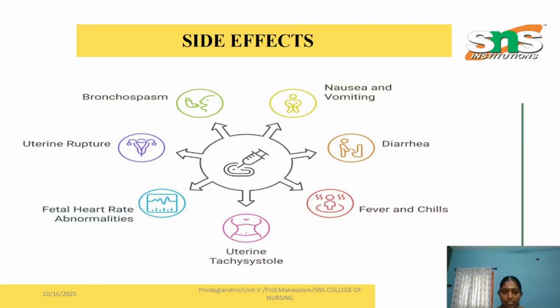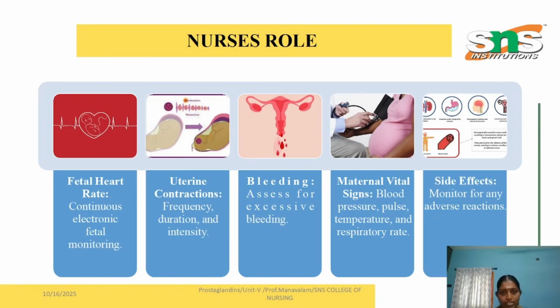Fetal heart rate abnormalities. If a non-reassuring fetal status is there, we should not induce the labor by administering the prostaglandin, because it further leads to fetal distress. Uterine tachysystole causes uterine hyperstimulation. So in case the mother is already having more contractions, we should not administer the prostaglandin. And it causes nausea, vomiting, diarrhea, fever and chills. We have to give medication to manage them. These are all the side effects.